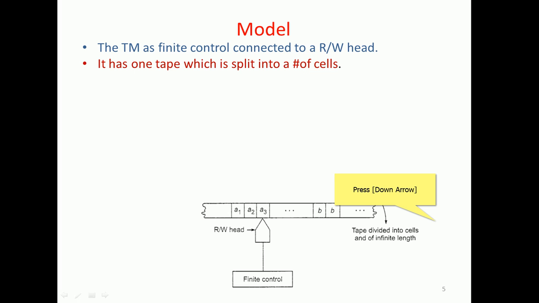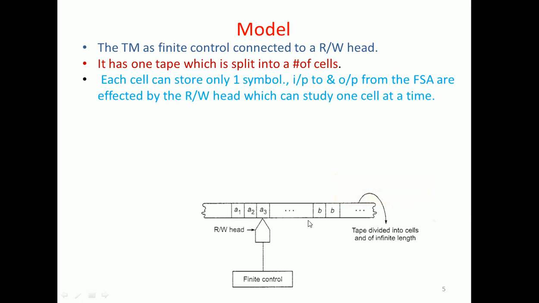This is an infinite length tape, and we have considered one tape now. Each cell can store only one symbol, be it input or output. That is, input from the real world and output to the real world. The finite state automaton is affected by the read write head, which can examine one cell at a time.